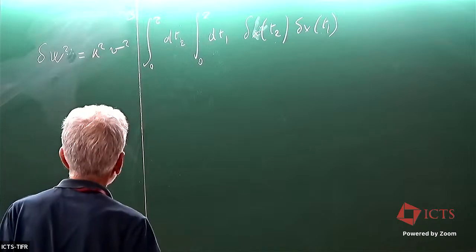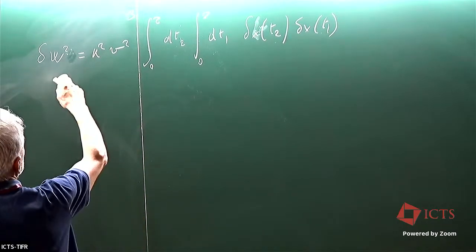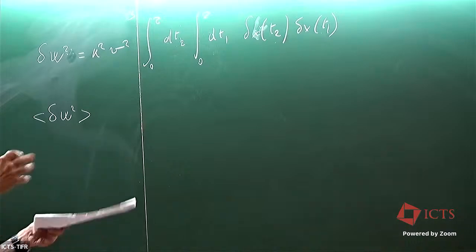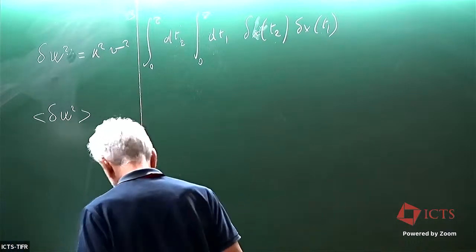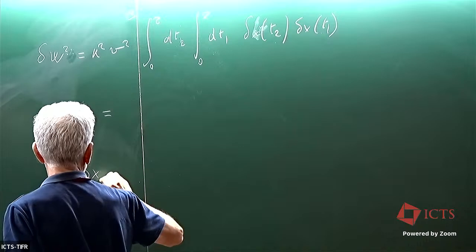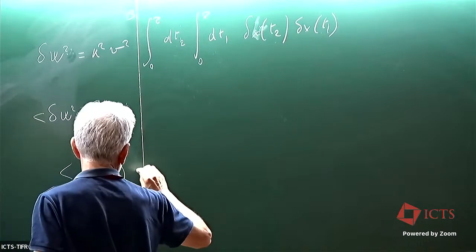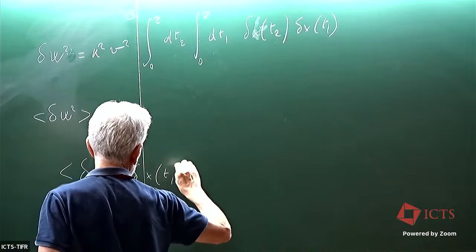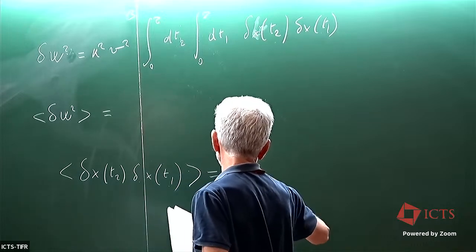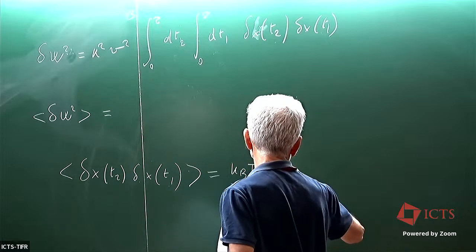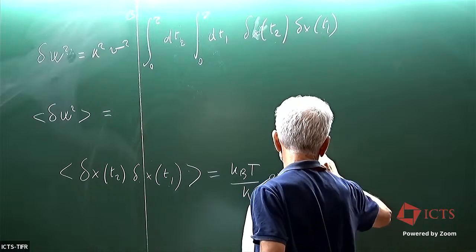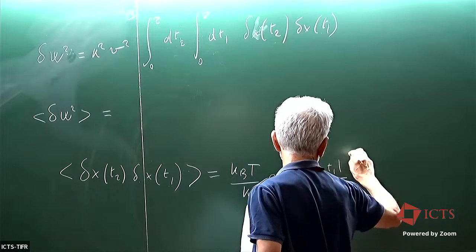And what you are interested in, as you want to do the variance, you want to compute the ensemble average of that over many intervals. Then you know that delta x t2 delta x t1 is just k_B T over k, the equipartition, times the exponential of minus the absolute value of t2 minus t1 divided by alpha.